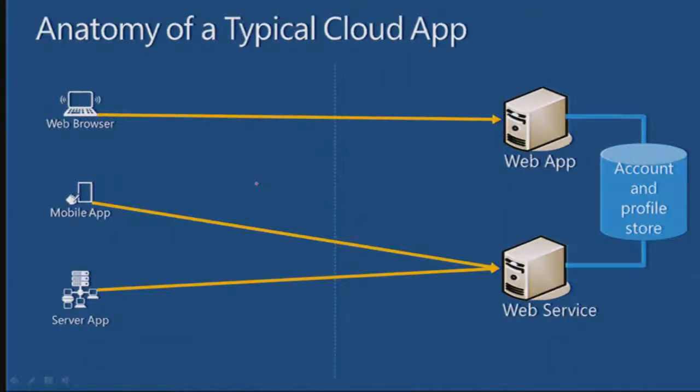So that's the anatomy of a typical cloud application. What we would typically do to authenticate is send a username and a password, either from our web browser or from our mobile application, or it might not be a username and password but some form of symmetric key, maybe from our server application. If those things match up in our account and profile store, then the application sends access granted, and you're allowed to get access to various features of the application.